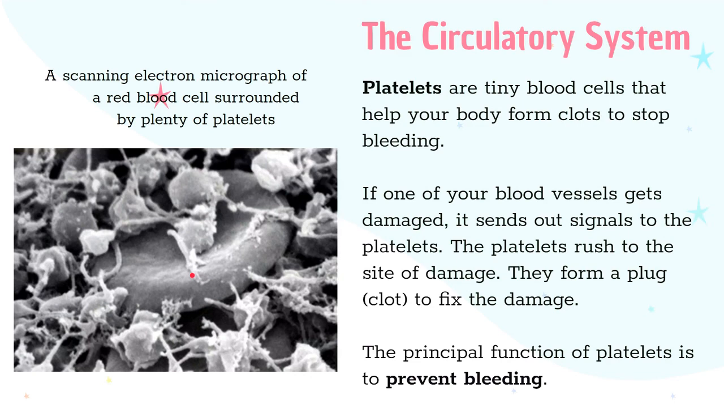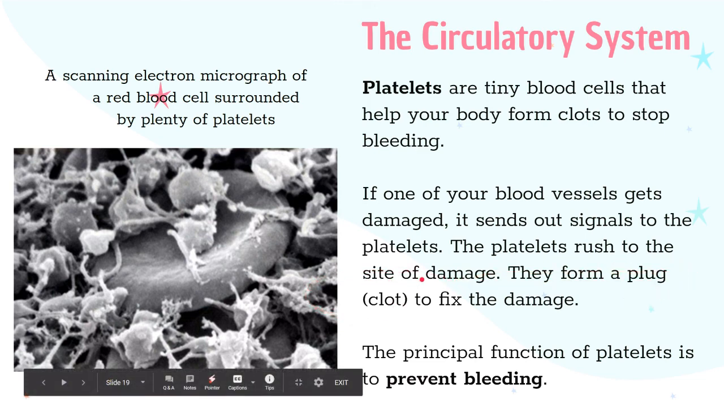The last type of blood cells are your platelets. These are tiny blood cells and their task is to stop the bleeding of your body. You see here a scanning electron micrograph of a red blood cell surrounded by many platelets. For example, if you ever get a wound or your blood vessels get damaged, the platelets will rush to the site of damage and form a plug in the form of a clot to fix the damage. So again, the principal function of platelets is to prevent bleeding.